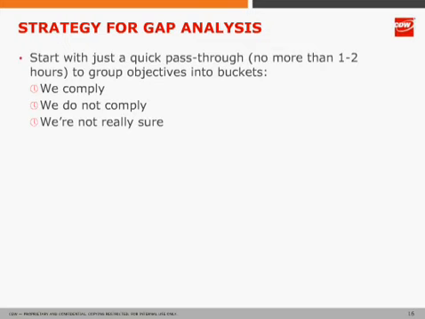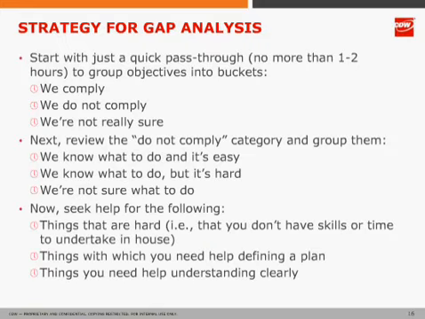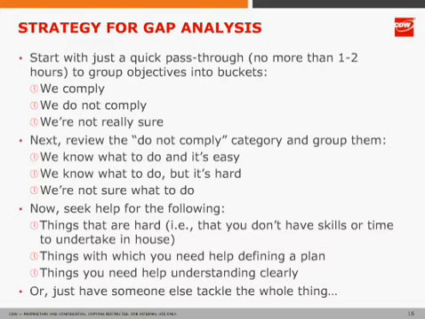Then review the do not comply category and group them. Sometimes it's obvious what you're going to do, and it's easy. Sometimes it's obvious, but it's not easy, and sometimes you're not sure what to do. So group the do not comply categories into things, and then get help for things that are hard, for things where you're not sure what to do, for things that are going to take effort that you don't have the wherewithal for in-house. All right, so that's the strategy for gap analysis. The other strategy, of course, is to just outsource it, right?